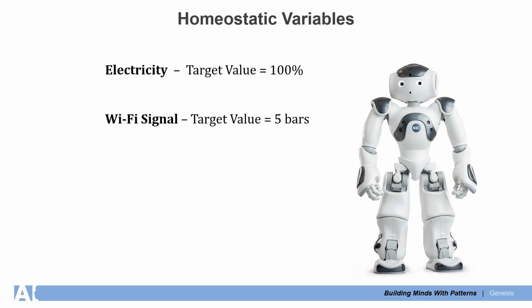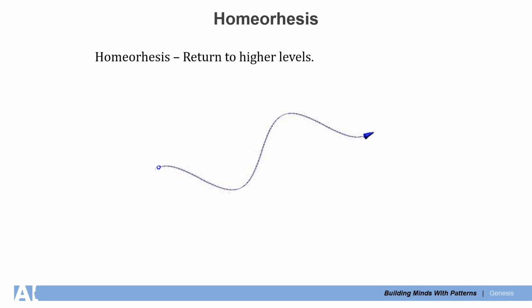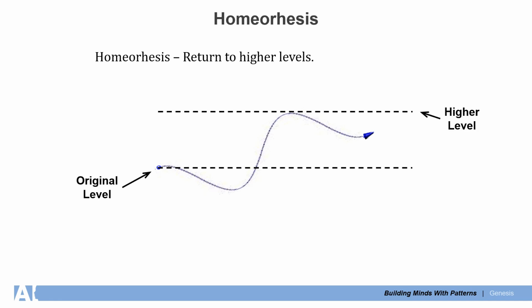For our embodiment, we will have two needs expressed as homeostatic variables: electricity with a target value of 100, the unit being percentage points, and Wi-Fi signal with a target value of 5, the unit being bars. By way of contrast, homeoresis is a return to higher levels. We have an original level, and we have a higher level. So homeoresis differs from homeostasis.